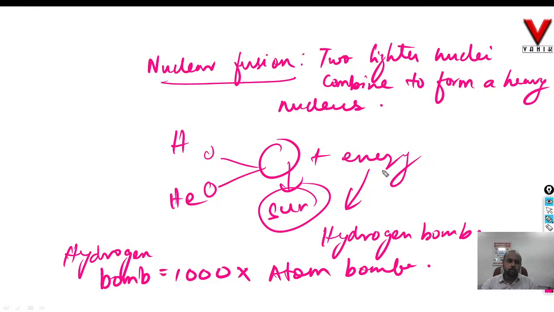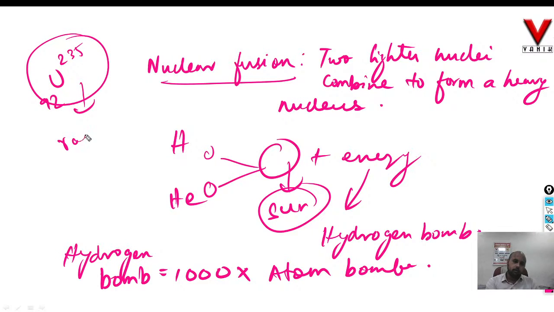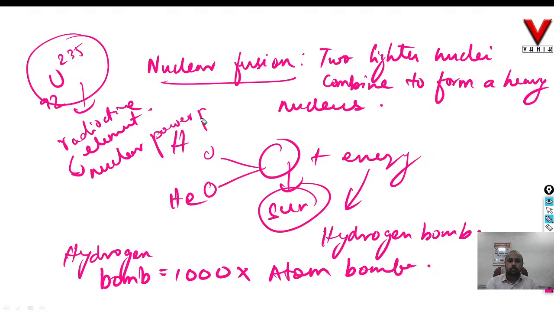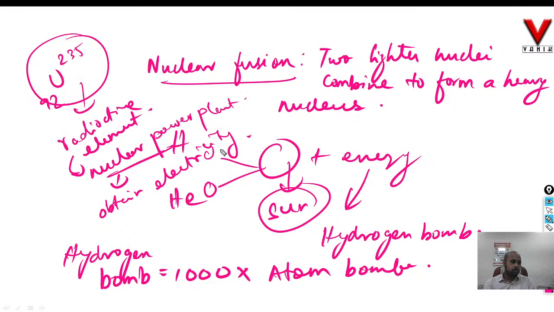Alright, so hope this is clear to you. Now let us discuss that. See, 92 uranium 235. This is a radioactive element. This element is used in your nuclear power plant to obtain electricity. Alright. So hope this is clear to you all.